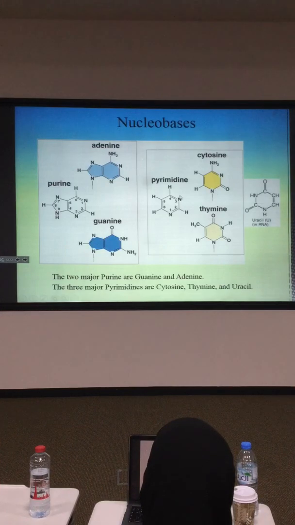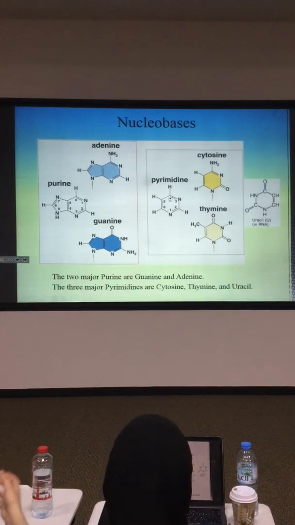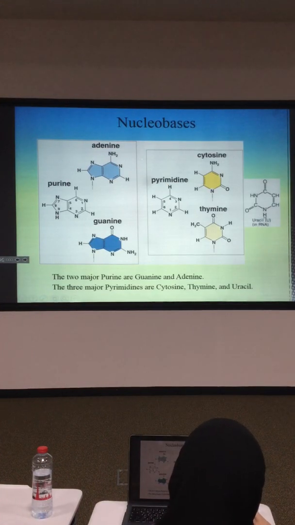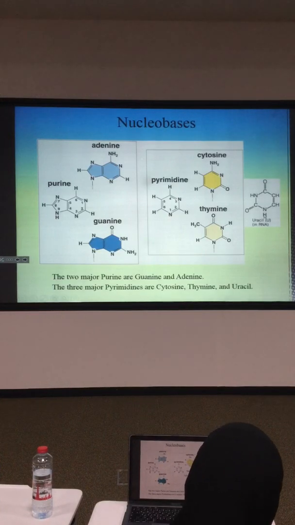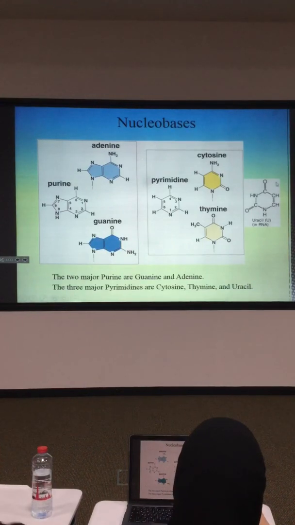In the case of pyrimidine, this is the structure of the pyrimidine. It starts from here: 1, 2, 3, 4, 5, 6. And the bases include cytosine, thymine, and uracil. Okay? In the uracil, there are 2 keto groups, 1 and 2. In the cytosine, there is 1 keto group and 1 amino group. The thymine is similar to uracil, but it has 1 extra methyl group.